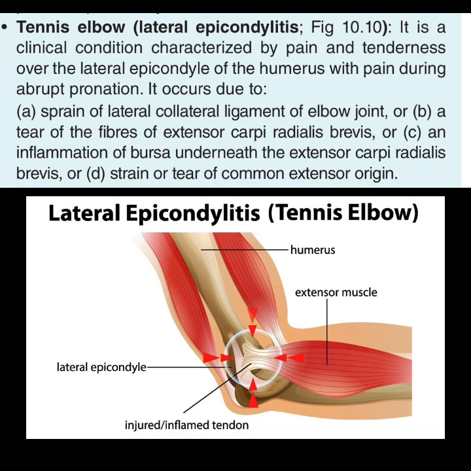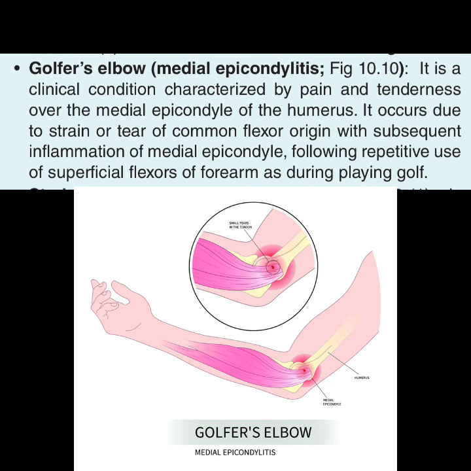And also when there's continuous wear and tear of the common extensor, that is the key. Now if you turn to the medial side, there's what we call medial epicondylitis, also called golfer's elbow. So there's a tennis elbow and there's a golfer's elbow. Tennis elbow is for the lateral epicondyle, due to continuous wear and tear of the common extensor muscle of the forearm, which originates in the lateral epicondyle.